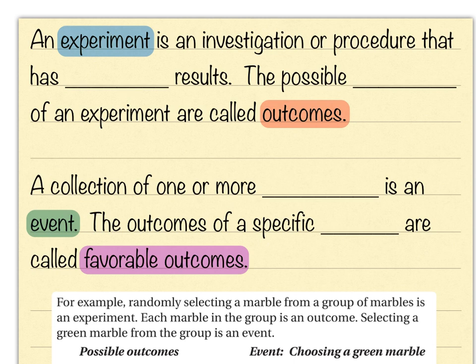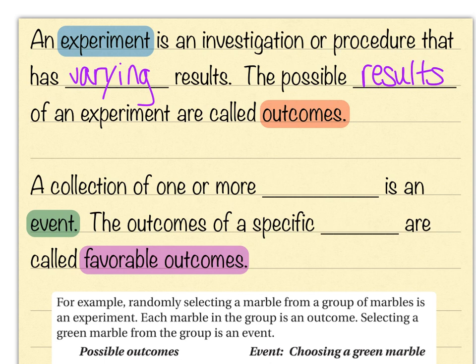So, our first vocab word is an experiment. An experiment is an investigation or procedure that has varying results. So varying means that they are different, all right? They're different. So an experiment, for example, could be flipping a coin. When I flip a coin, I have two different results. If I roll a six-sided die, which is just your common die, I have six different results, and so those results vary. The possible results of an experiment are called outcomes.